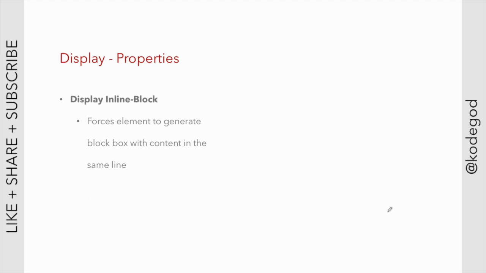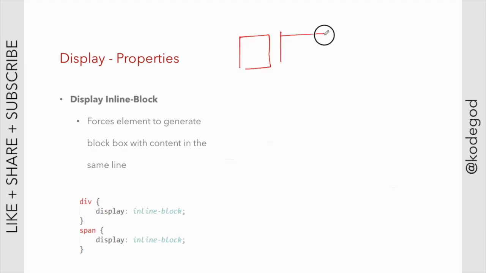Then we have inline-block, which forces an element to generate a block box with content in the same line. This is a typical case wherein you require a block element to be displayed inline. In the earlier example I mentioned that you require, let's say, two boxes to be displayed inline. In those cases you can write display inline-block. And obviously you will specify some width to these elements so that they can be displayed as inline-block.